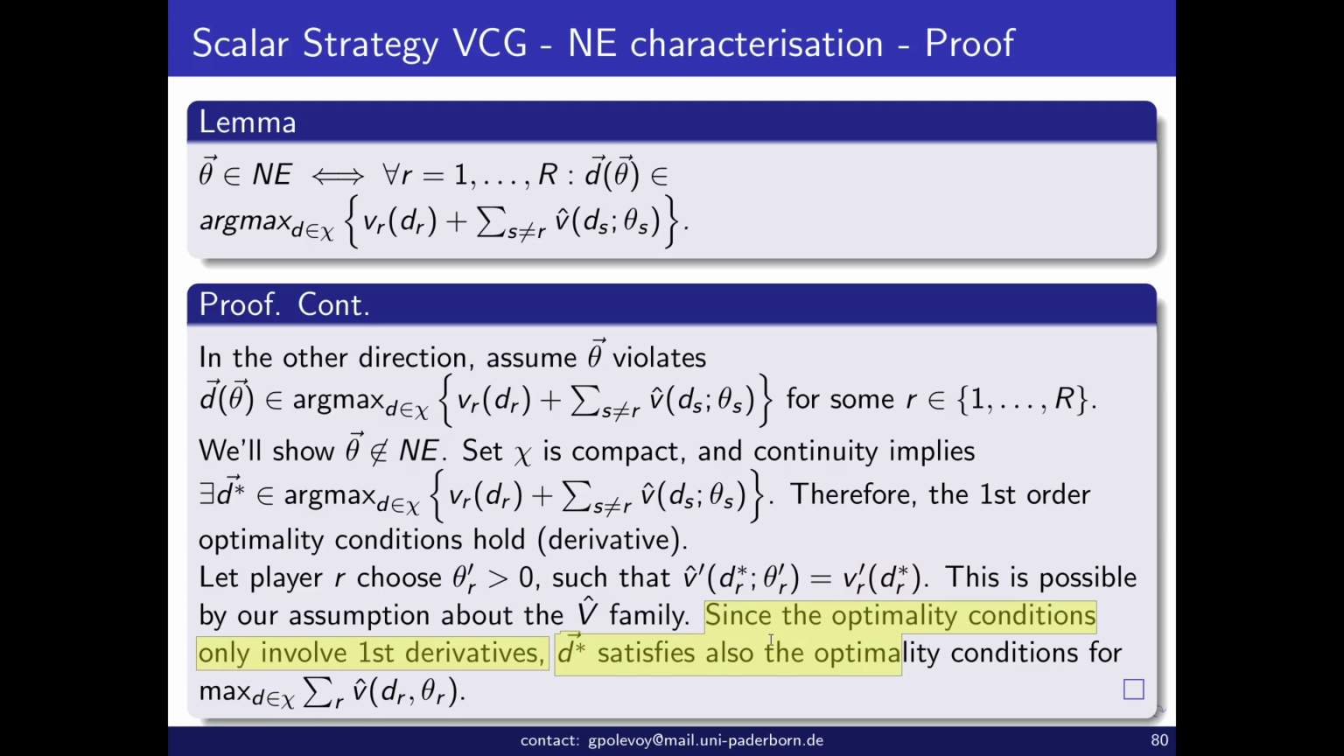Since the optimality conditions only involve first derivatives, this D star also satisfies the optimality condition. So we know that it satisfies the optimality condition for this. And since the derivatives are the same, it also satisfies the optimality condition for the sum of what everyone just declared, not necessarily what they actually have.